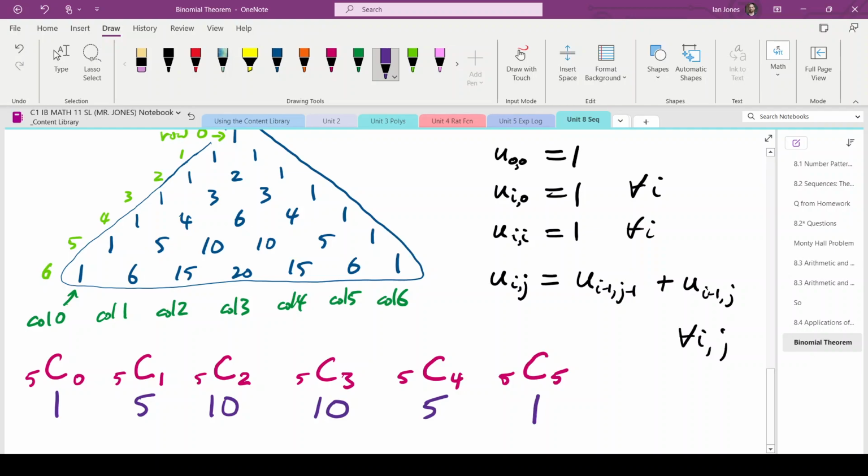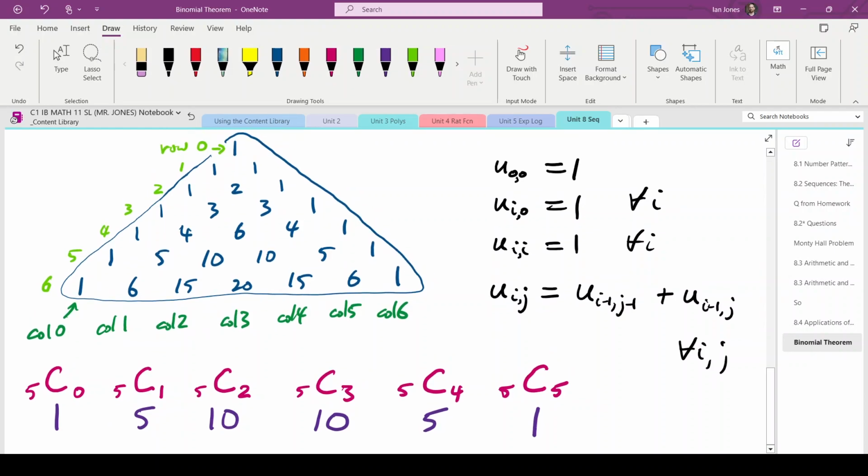Okay, so we've got our pizza problem here, and we've got Pascal's triangle here. Can you see a connection? Have a little look. Look at this row right here. Notice anything there? That row contains the answers to all of these choosing problems. That's pretty phenomenal.